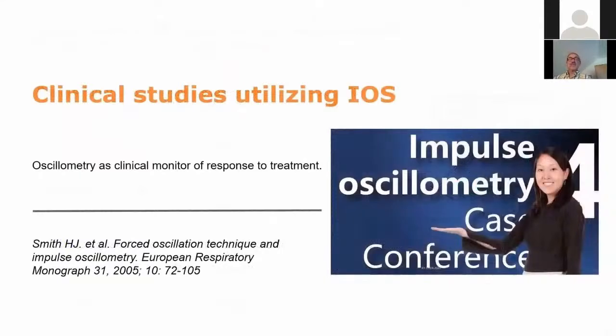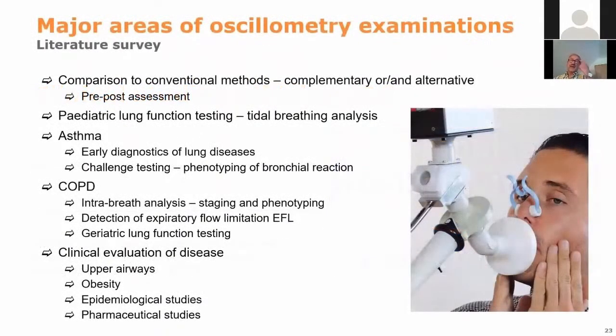So now about clinical studies concerning the IOS. There are a lot of areas where you can apply oscillometry. This is pre-post assessment. And then, of course, pediatric lung function testing, because we only need tidal breathing analysis. In asthma diagnostics, early diagnostics of lung diseases of asthma. And we can also perform challenge testing, and also the phenotyping of bronchial reaction.